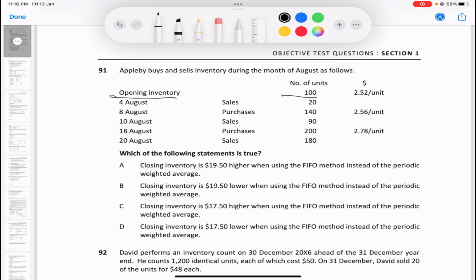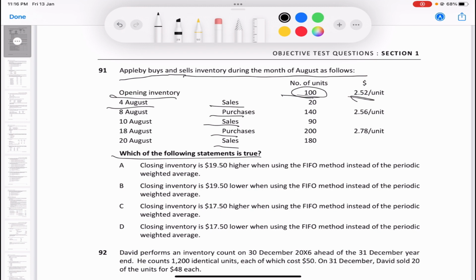Apple buys and sells inventory during the month of August as follows. Opening inventory. So what is our opening inventory? Our opening inventory is 100 units, each costing 2.52 per unit. On 4th August, sales took place, then purchase, sales, purchase, sales. So what are we supposed to identify in this question?